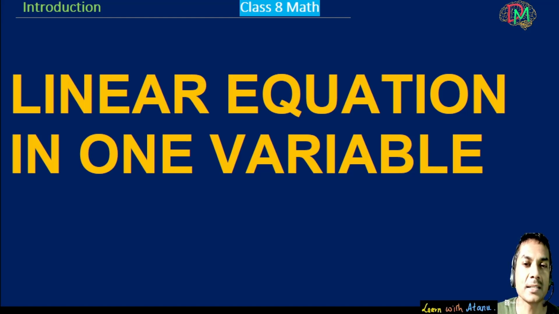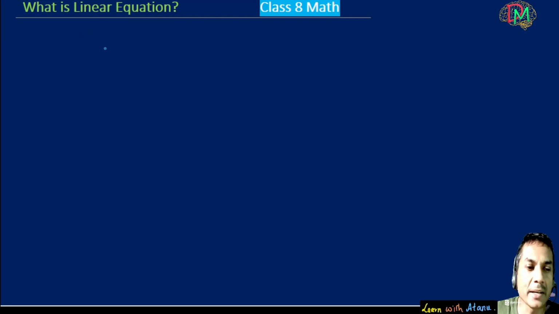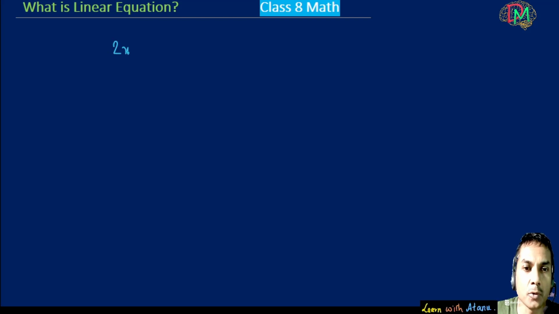Without wasting time, let's start this linear equation in one variable. What is an equation? When algebraic expressions are connected with an equal sign, it becomes an equation. For example, if I tell you 2x square plus y is equal to 3, these are two algebraic expressions. 3 is also an algebraic expression, and 2x square plus y, and they connect to each other with the equal sign, then it becomes an equation. This is an example of an equation.